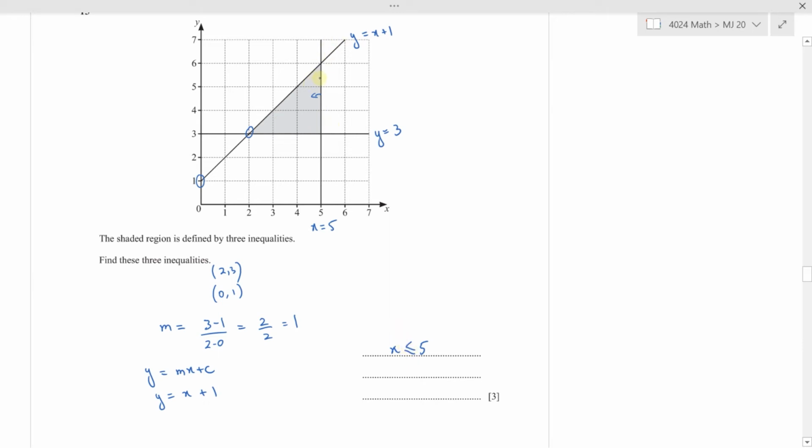So the next line that we have is y equals 3. This shaded region is above this line, so this will be y greater than or equal to 3. And then you have this line with equation y equals x plus 1, and the region is below this line. So your inequality here will be y less than or equal to x plus 1. So these are the three inequalities which give you this shaded region here.